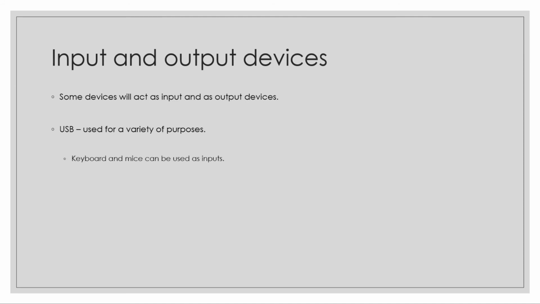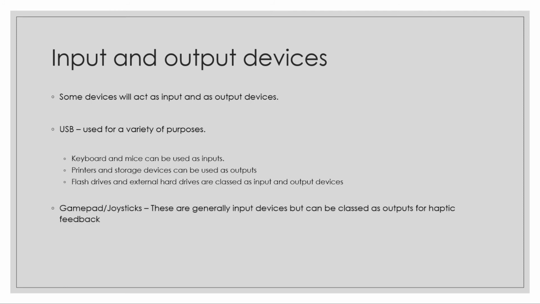So keyboard and mouse can be used as inputs. Printers and storage devices can be used as outputs. Flash drives can be used as input and output because they can send data to your computer and the computer can send data back to them. So USBs can be both inputs and outputs. It depends on what they're being used for.